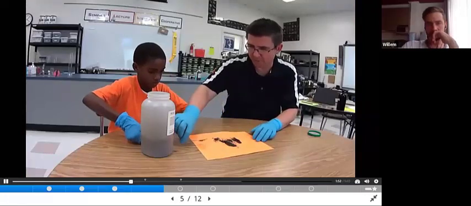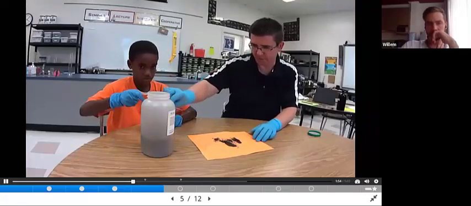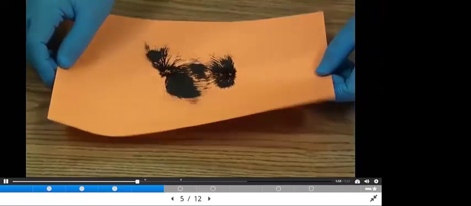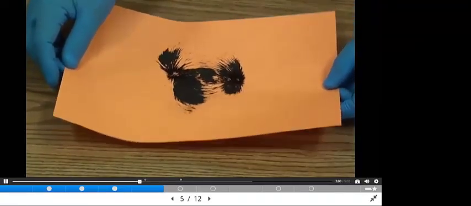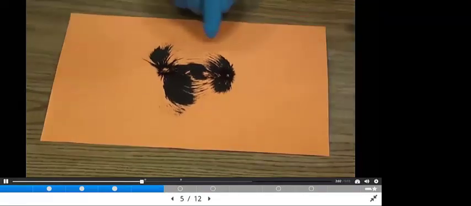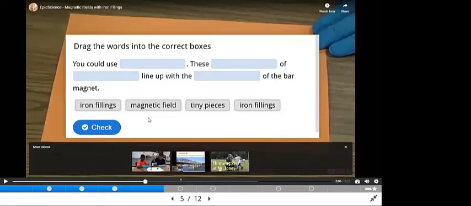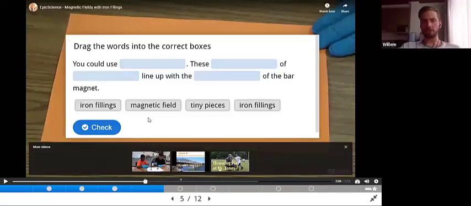I'll let you put that back in the container there. Let's shake it out a little bit and see if we can line that up a little more. But you can actually see those lines of force there between the magnet's two poles. Okay, so you could use what? Iron filings.